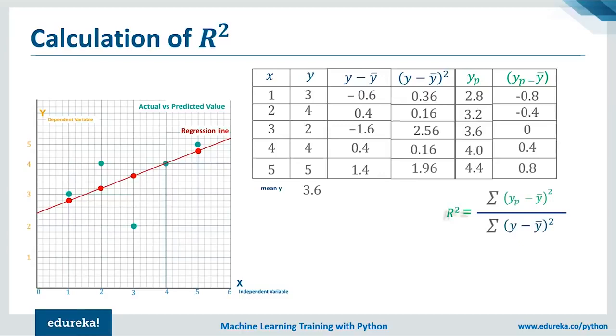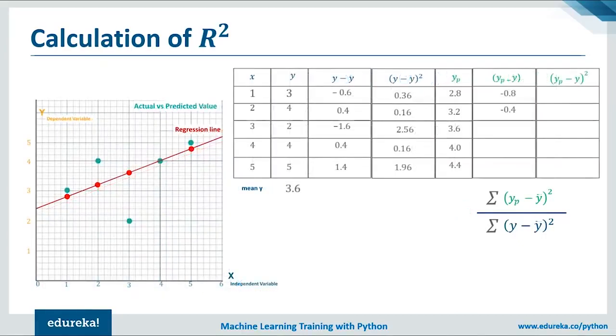Now it's our turn to calculate the value of yp minus y bar whole square. Next, we have minus 0.8 square as 0.64, minus 0.4 square as 0.16, 0 square as 0, 0.4 square as again 0.16, and 0.8 square as 0.64.